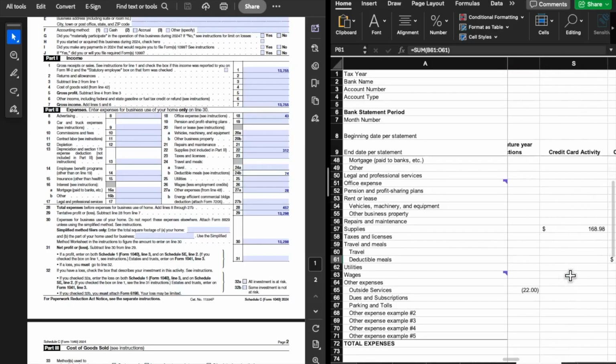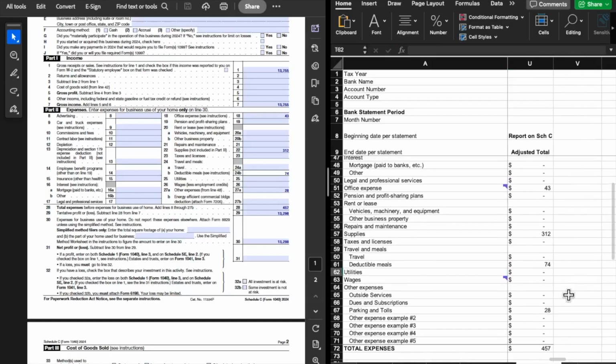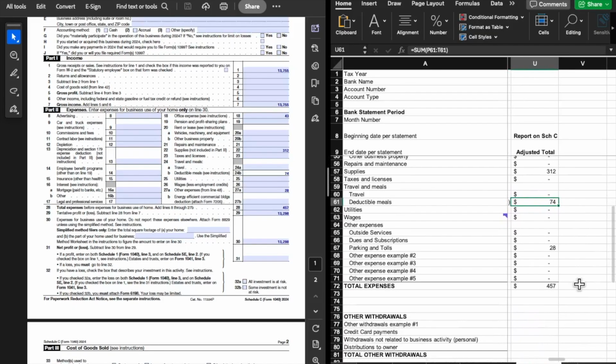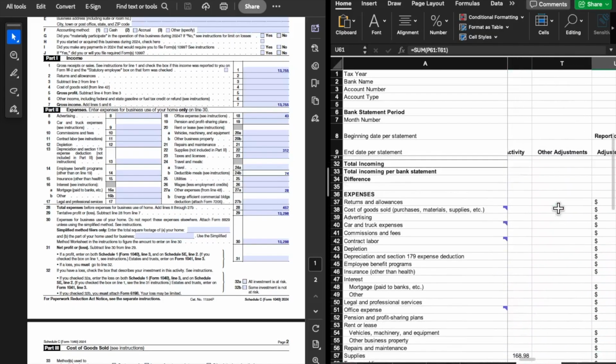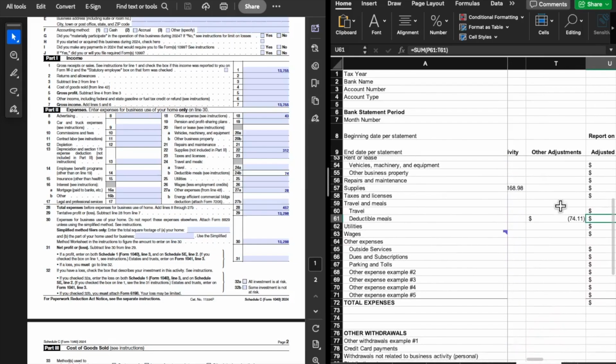So I'm getting that number. I'm dividing that number by 2, making it a negative number. And then there you go. That's half of our meals that's deductible on Schedule C. And that's really the only other adjustment that we make here. No other adjustments were made.